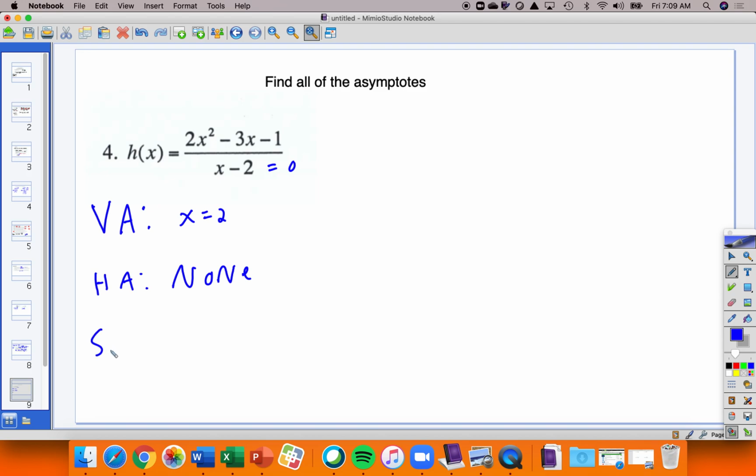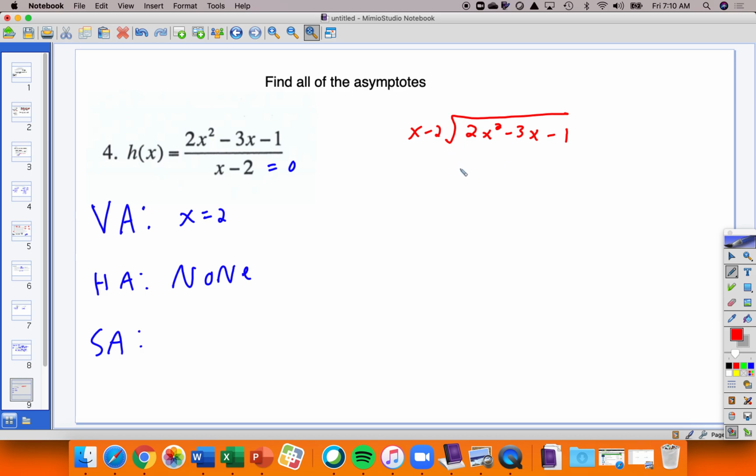And then slant asymptotes, which I'll call SA. The degree of my numerator is exactly 1 bigger than the degree of my denominator, so I need to find the slant asymptote. In order to find it, I need to do polynomial long division. Here we go. 2x squared minus 3x minus 1.